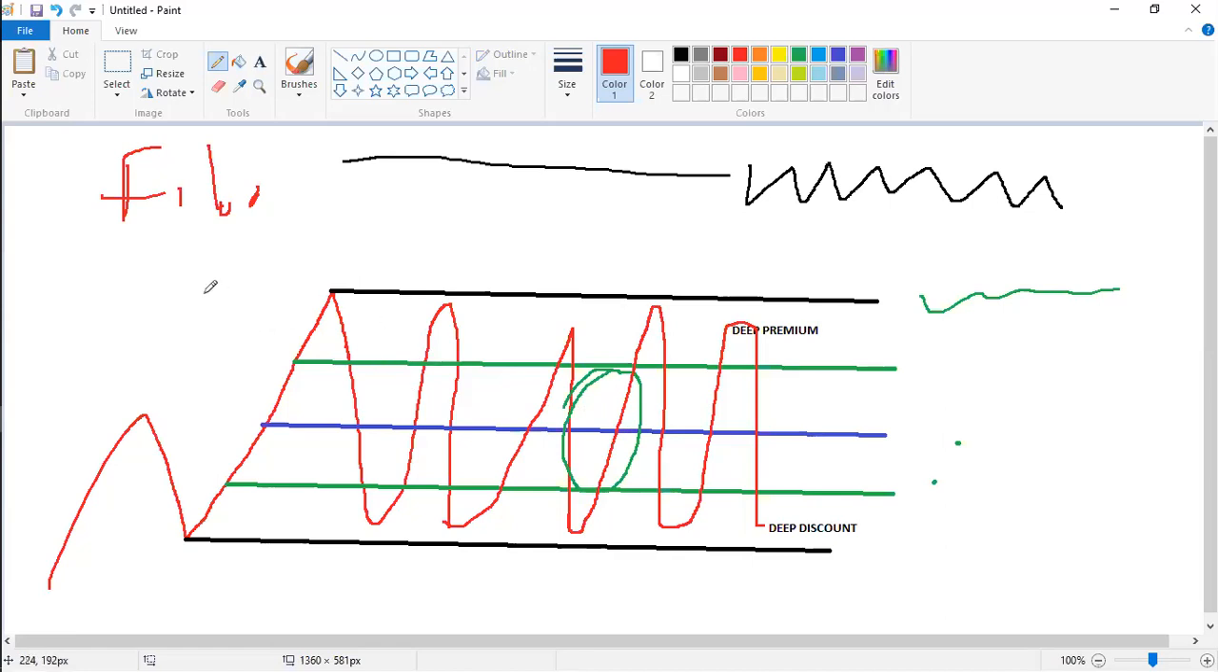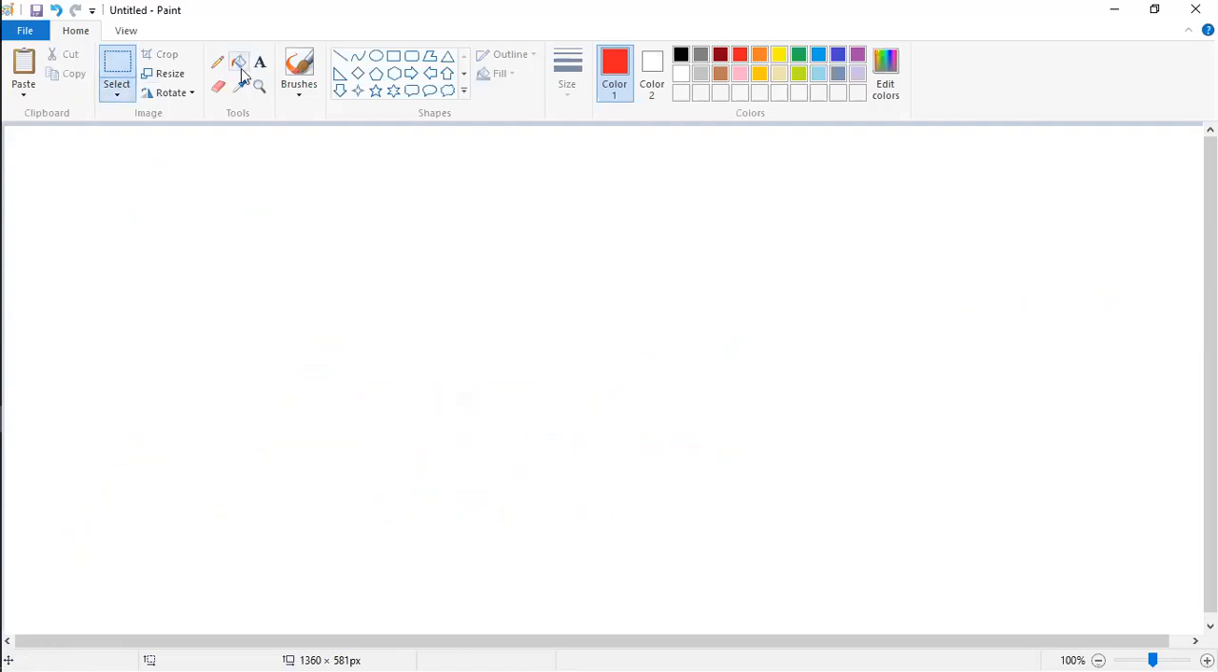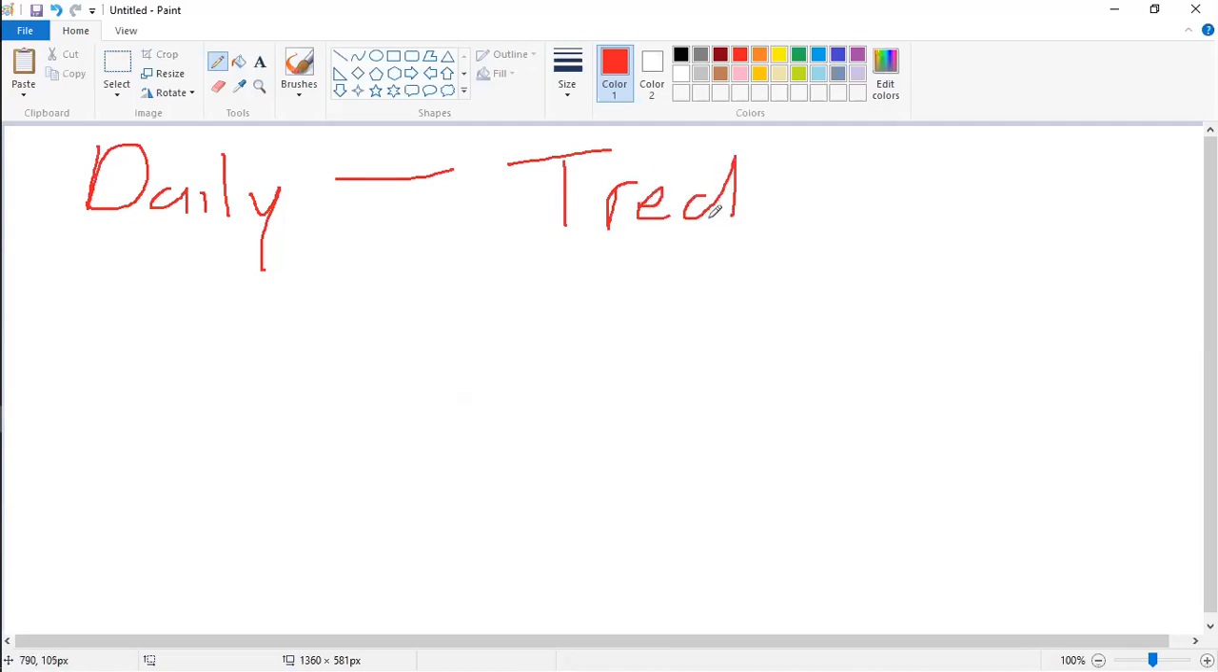So the first question was which time frame? Now, for the time frames, daily is for the trend. That's the one they call order flow. So daily is the one which tells us the trend. Are we bullish or are we bearish?